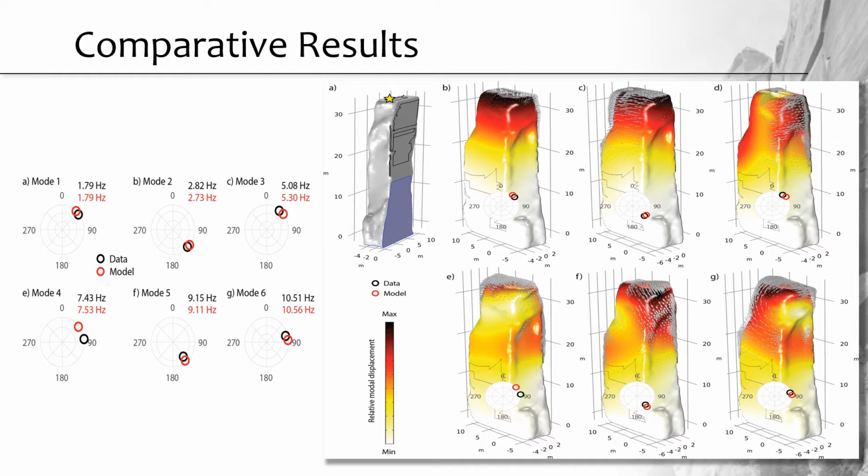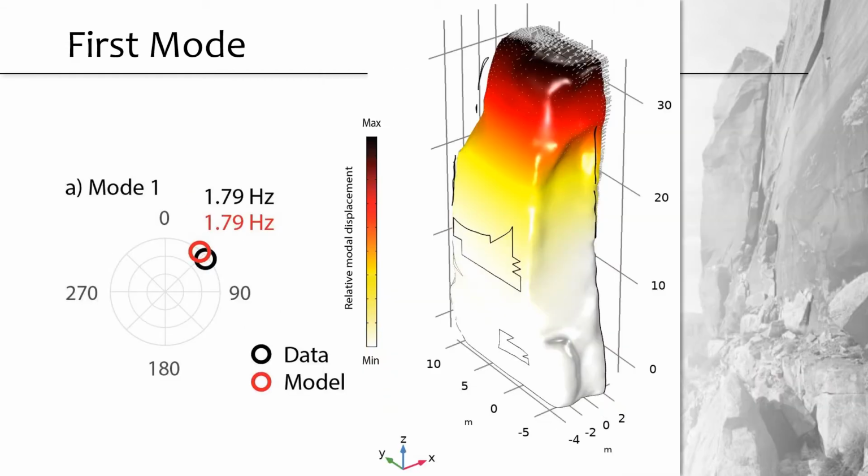So we were really proud of this result, as it really shows just how effective this technique of ambient vibration analysis can be in resolving the modes of a natural rock formation. Now, just to show a few of these modes a little more clearly, starting with the first mode, you can see that it has a resonant frequency of about 1.8 hertz. And if you look closely at the image on the right, you'll see that there are arrows pointing into what would be the cliffside. So this first mode vibrates perpendicularly to the cliffside.